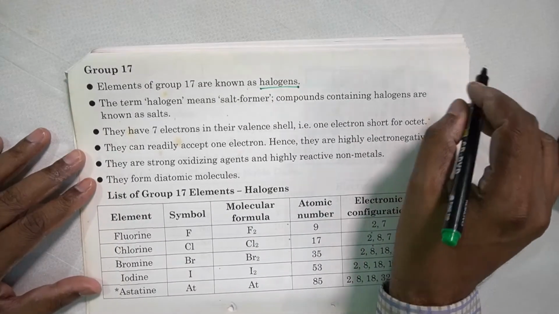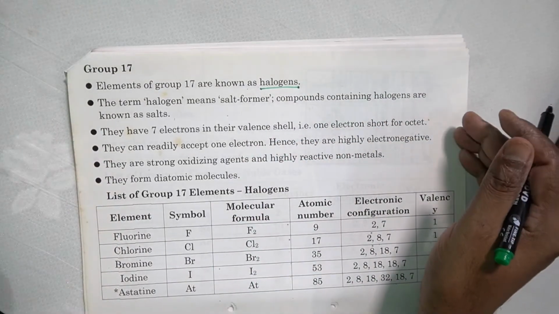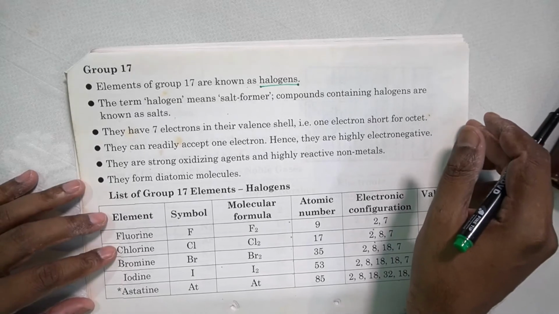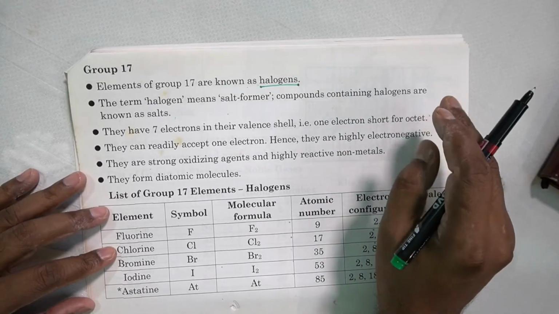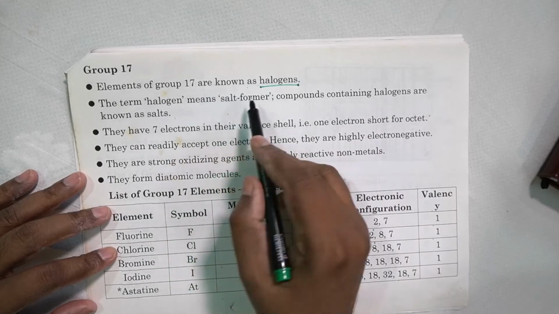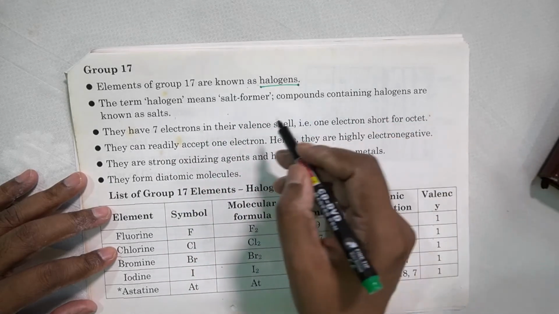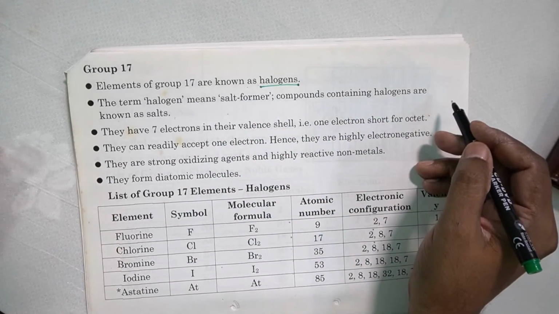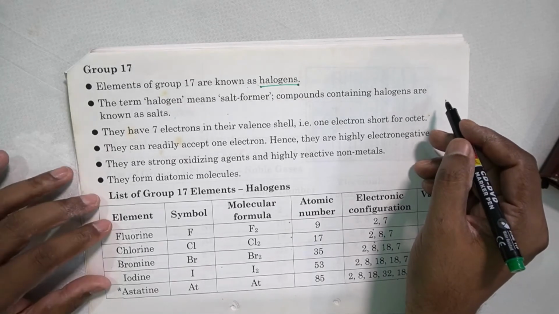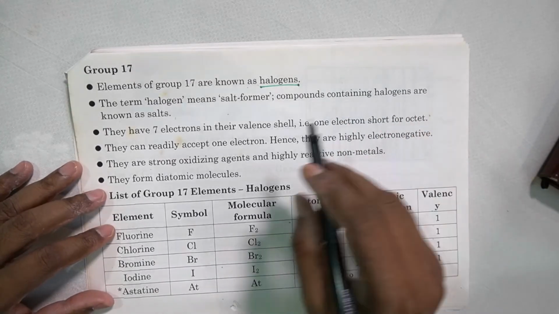What is the meaning of halogens? Because they are found as salts in nature. They are highly reactive. They are obtained as salts of various metals. So halogen means salt former or salt producer. Halo means salt and gen means producer or former. So it is halogens. Okay.